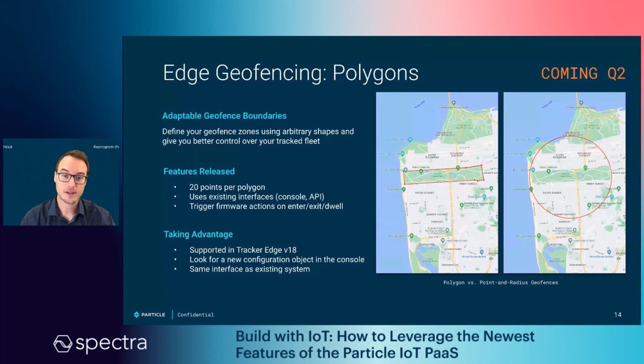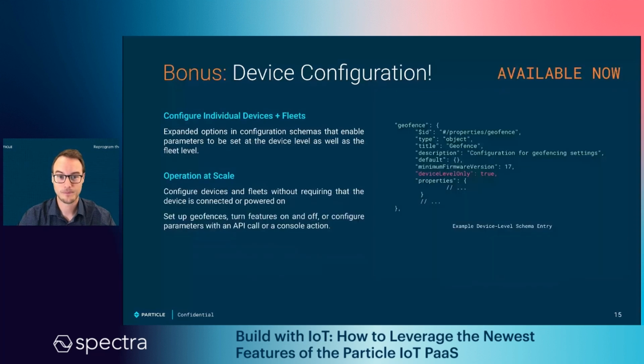The best part about this, though, is that it works just like the existing geofence engine. The console API configuration all is going to work the same, as well as the same callbacks in Tracker Edge. So pretty much, just by configuring the points, that's all you need to make use of this feature. We've tried to make this as seamless as possible to take advantage of. Now, this feature and the other ones that I'm going to talk about in a bit are all going to be released later this quarter, so keep an eye out.